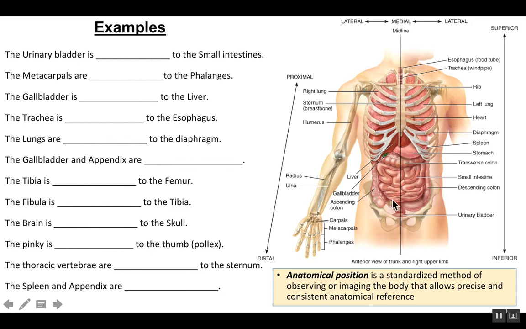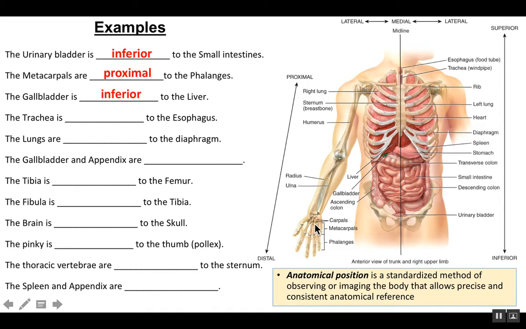The urinary bladder, located in the pelvic cavity, is what to the small intestines, which is located in the abdominal pelvic cavity, or more of the abdominal cavity. So the correct answer there would be inferior. The bladder is below the small intestines. Metacarpals, which are in your hand, specifically the palm of your hand, are proximal to the phalanges. Therefore, the phalanges would be distal to the metacarpals.